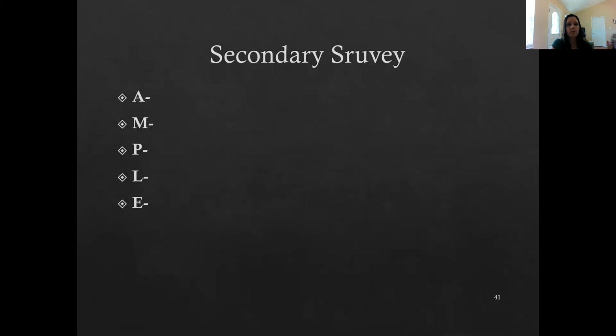With our secondary survey, you can remember the acronym AMPLE. So A is for allergies. Do they have any allergies? M, medications. What medications are they taking? Maybe prescribed to them or not prescribed. Any illicit drug use, because remember we said with burns, drug and alcohol use is big.